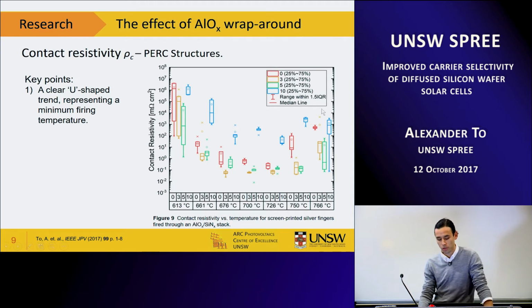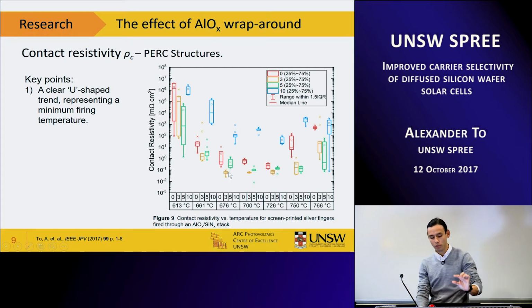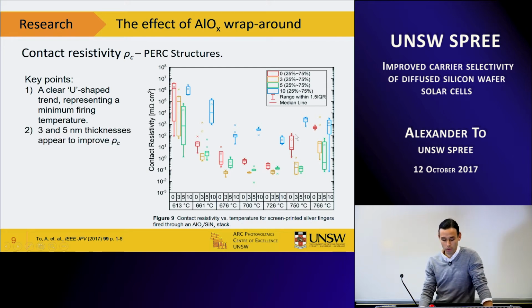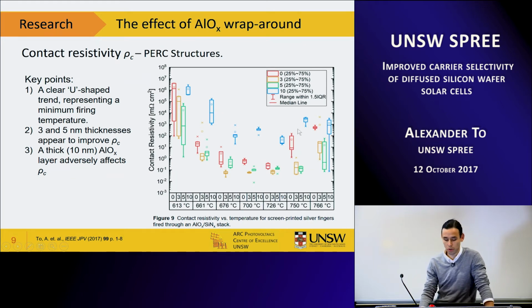What's interesting here is that actually the 3 and 5 nanometers, so the yellow and the green, on average perform better than actually the uncapped case. So there's a situation where having a small amount of aluminium oxide was actually improving your ability to make contact. This was not, however, the case for the 10 nanometer thicknesses, which is typically what's applied in industry.